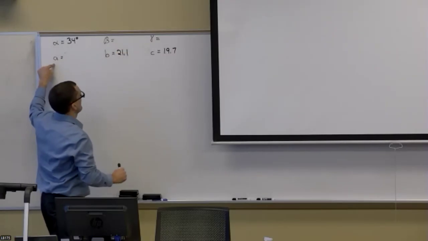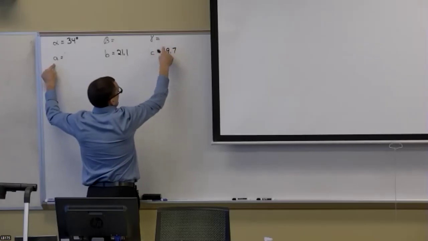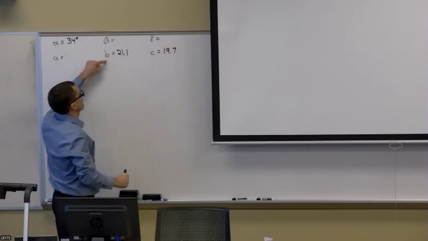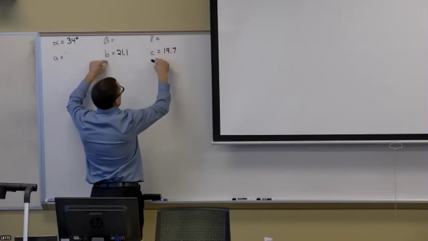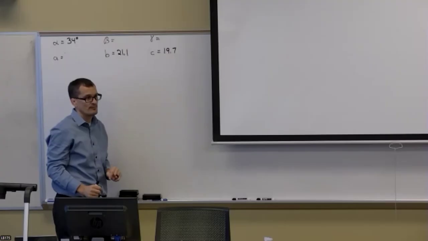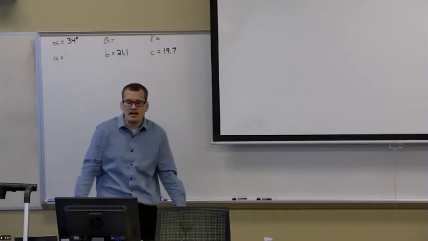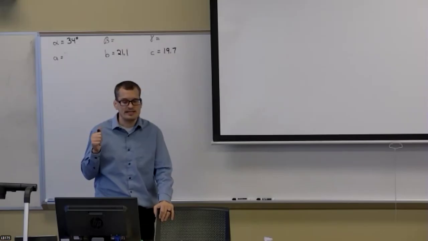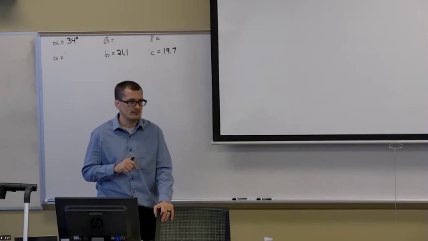Sine of alpha over A is equal to sine of gamma over C, there's two unknowns. Sine of beta over B is equal to sine of gamma over C, there's two unknowns. So law of sines doesn't actually allow me to figure out what A, beta, or gamma is in this scenario.